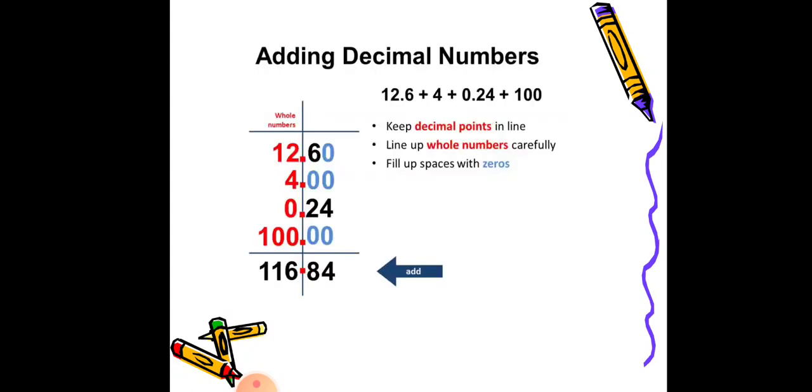Adding decimal numbers: keep the decimal points in a line. Line up whole numbers carefully and fill up the spaces with 0. Where numbers are not given after the point, we can put 0 and solve this. Like 12.6 we can write as 12.60. 4 is the whole number, after the point we can add 0, and in 0.24 we have placed, and in 100 after the whole number it is point, so 0.00.